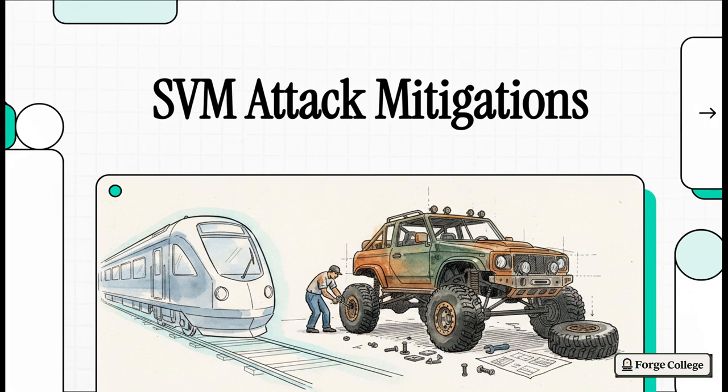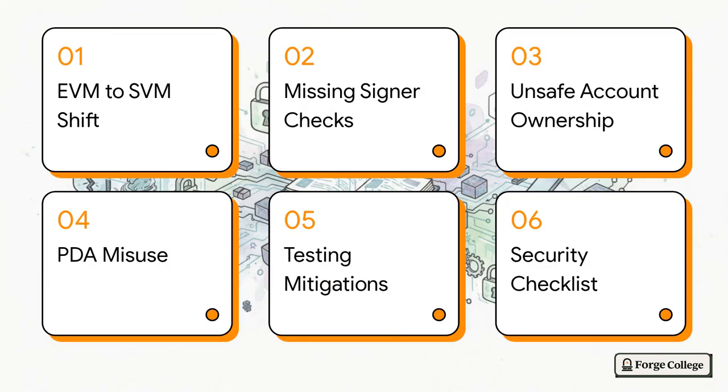You see, if building on Ethereum is like riding a train on safe and visible rails, building on Solana is a lot more like constructing a high-performance off-road vehicle entirely from scratch. It is incredibly powerful, but if you don't explicitly bolt the wheels on yourself, they are absolutely going to fall off. So here's our blueprint for today.